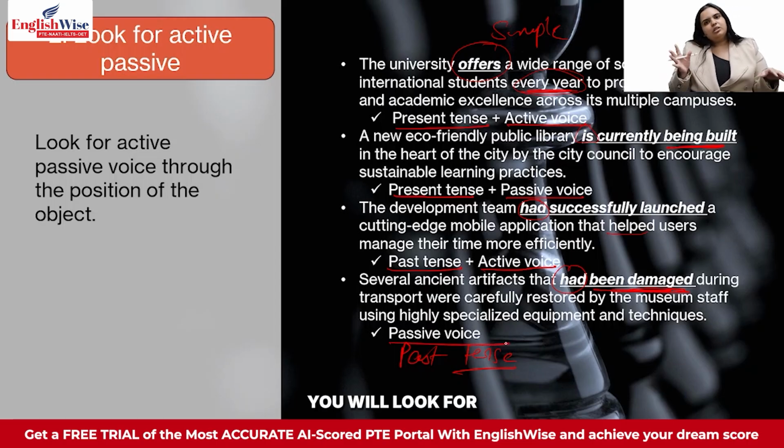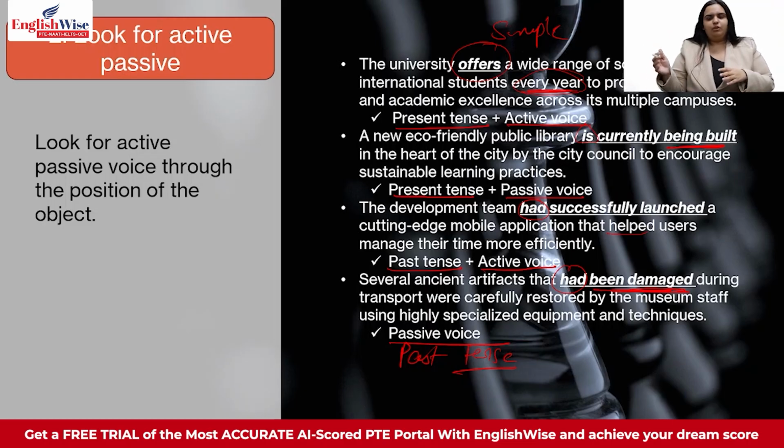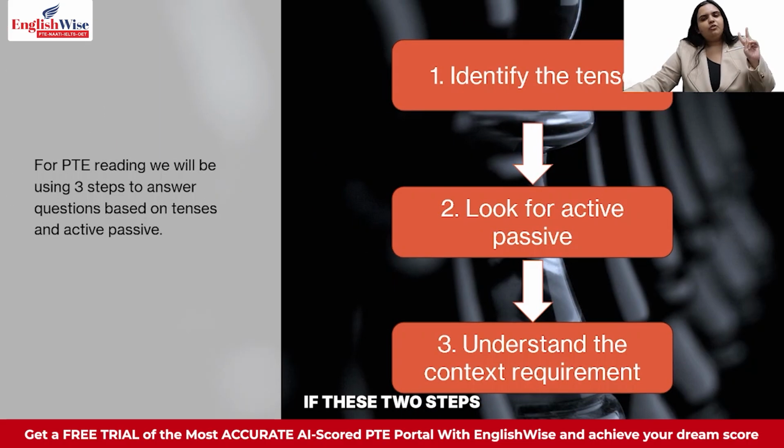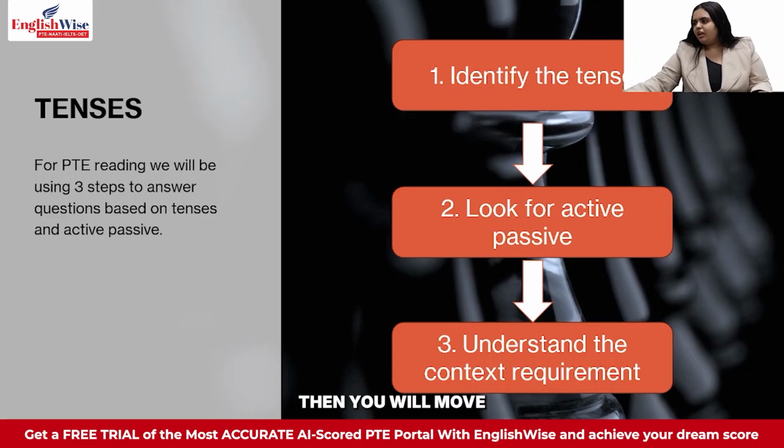Okay, so this is how you will look for tenses plus active passive. Understand one thing, once you have done your step 1, you carry it forward. Okay, so when you have found out the type of tense, you carry the type of tense along with active passive and then move on with your work. Okay, now let's say even if these two steps are not enough, even after doing these 2 steps you are still not able to find the final answer, then you will move on to step 3, that is understanding the context requirement.